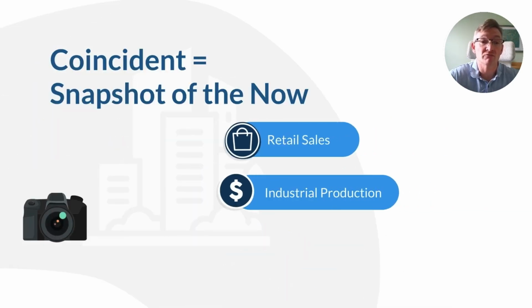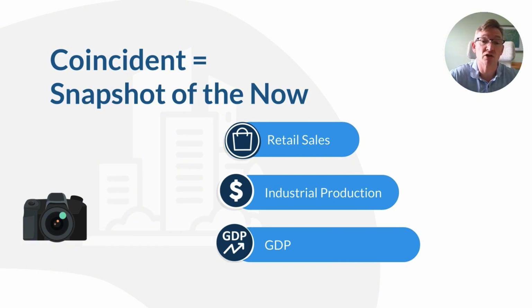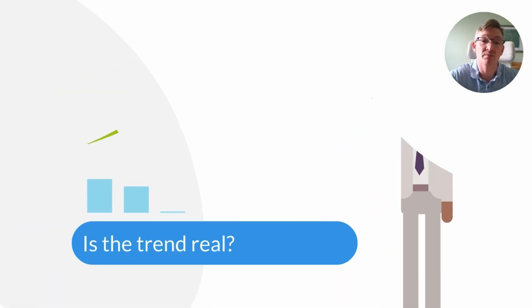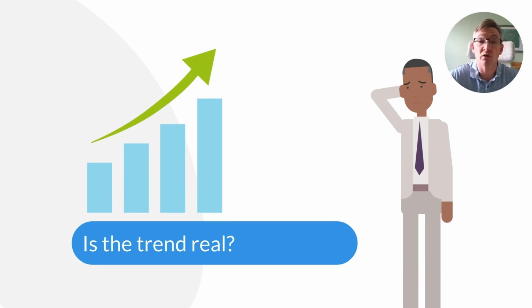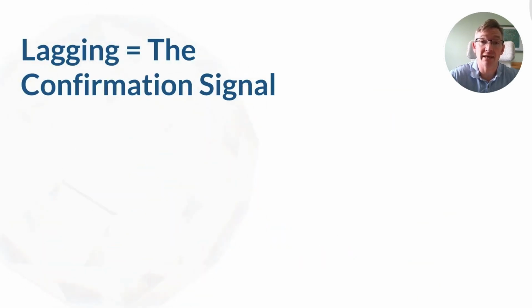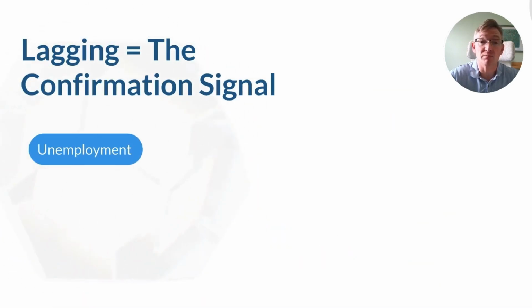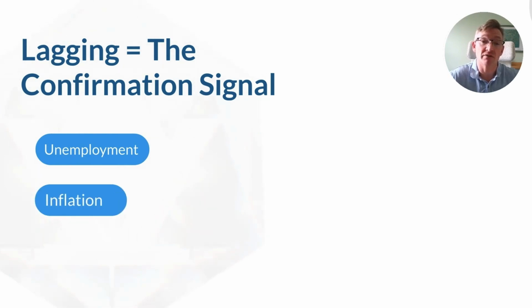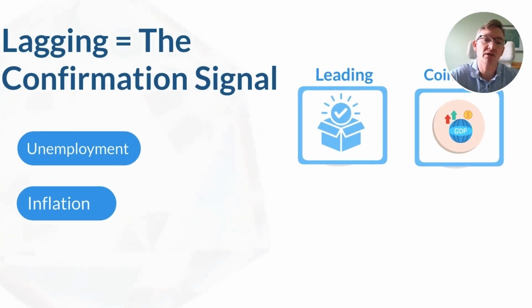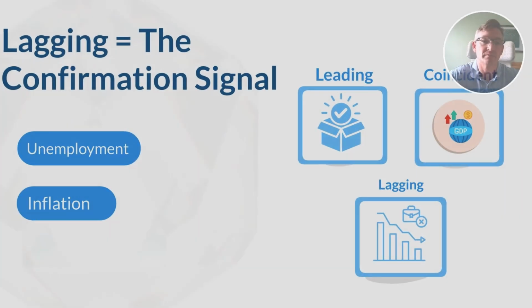Coincident indicators, retail sales, industrial production and GDP tell you what's happening now. They confirm the trend or show if the economy is holding up. Lagging indicators, unemployment, inflation, they come after the fact, but they can tell you how deep the move really is. Combine all three to see the full picture.